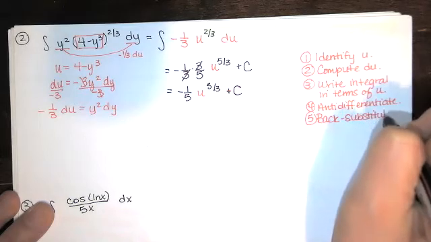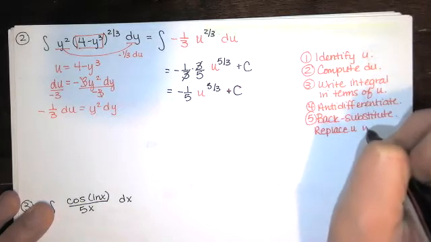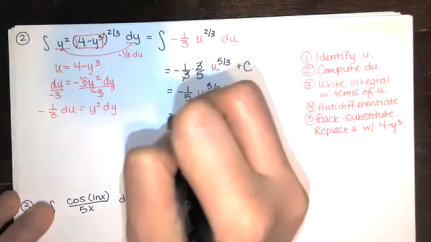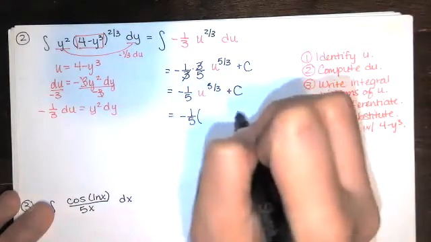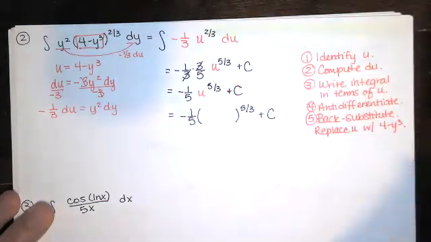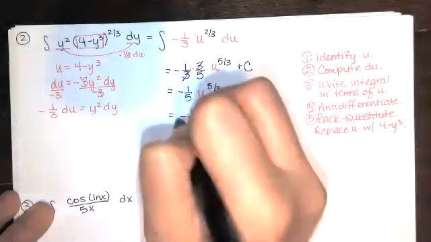So you replace u with 4 minus y cubed. So I've got negative 1/5 of this quantity, the 5/3 power plus c. That's 4 minus y cubed.